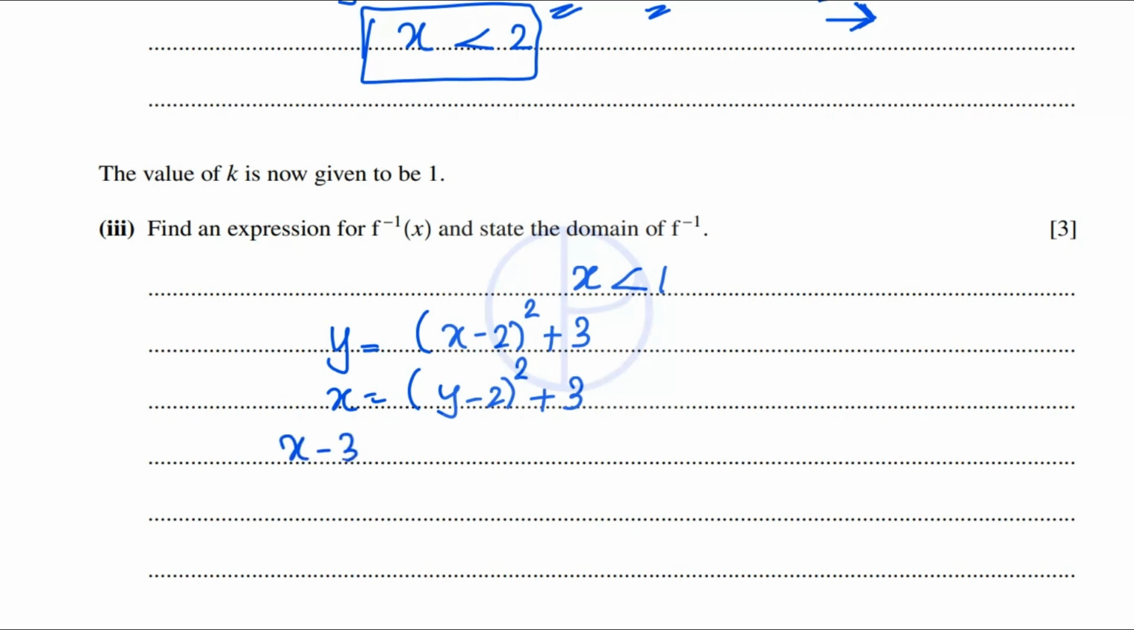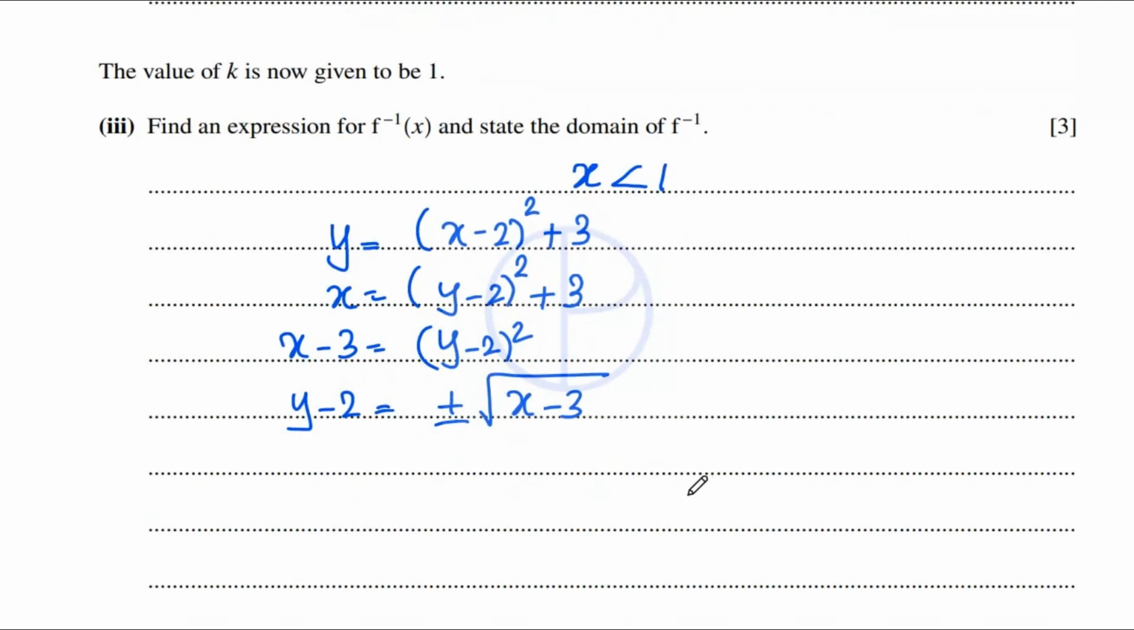So x minus 3 equal to y minus 2 the whole square, or we can write y minus 2 equal to plus or minus square root of x minus 3. Y is equal to 2 plus or minus square root of x minus 3. So next we have to replace y by f inverse of x. When you write f inverse of x, it will take only one value. Here we are getting two values.